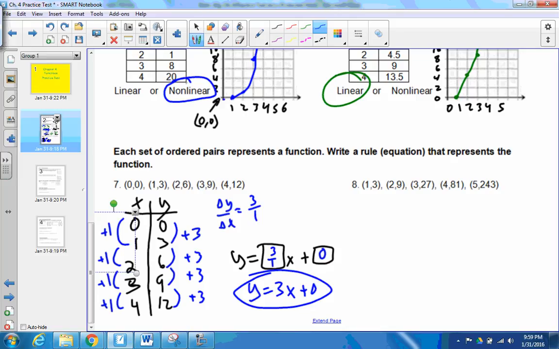All right, so let's look at this one. Let's see if there's a pattern in this one. We'll make a t-chart again. 1, 3, 2, 9, 3, 27. Not going to be linear, I don't think. 4, 81. And then 5, that's another one. So it looks like it's multiplying by 3 every time.